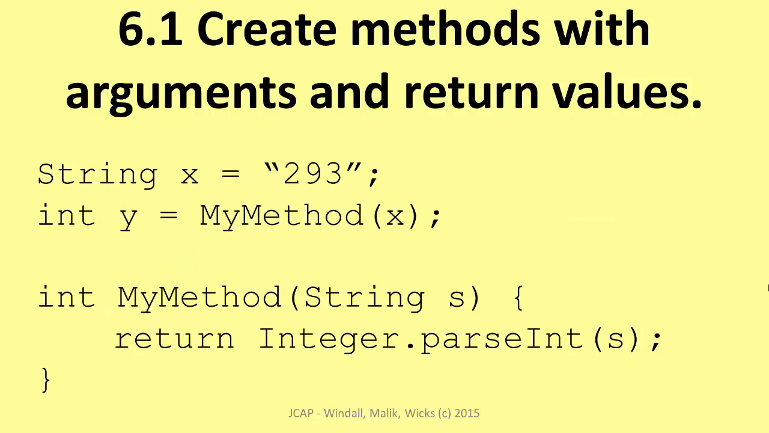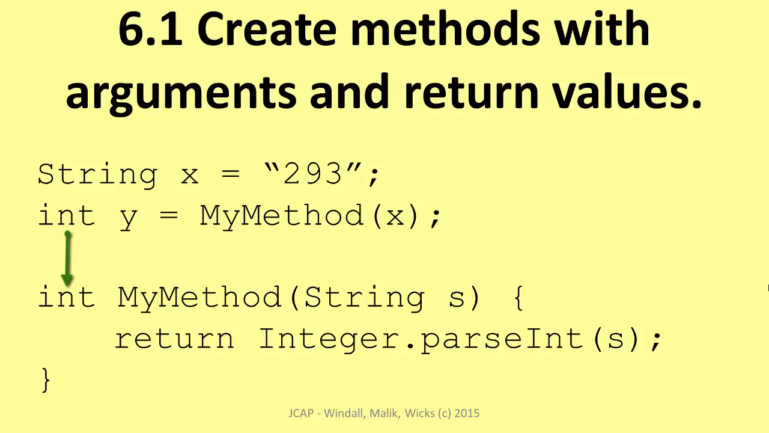Supposing we had this in our program. We have a variable x of type string that contains the digits 293, and we have an integer variable y. y is initialized by myMethod that takes in x. If my method is int myMethod(String s), you can see that what's coming in, String s, is of the same type as what's being sent, String x. So that's fine. And what's returned is an integer.